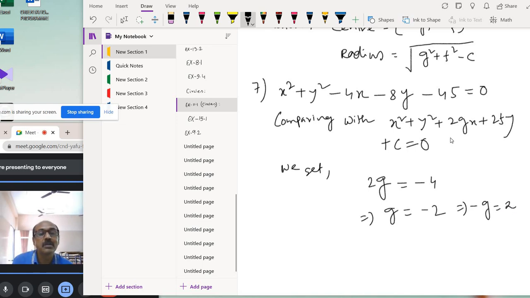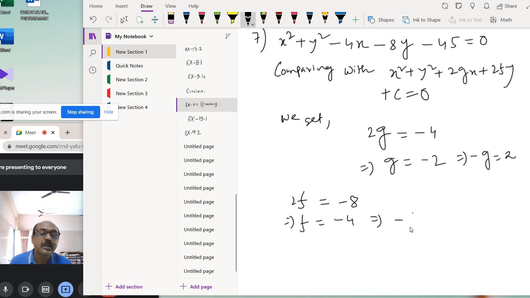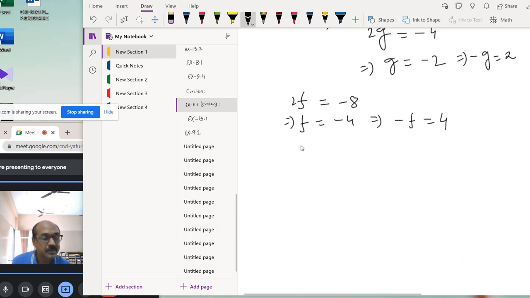Now the coefficient of y, that is 2f. So 2f equal to minus 8, then f is equal to minus 4, and minus f will be equal to 4. Now c equal to minus 45.